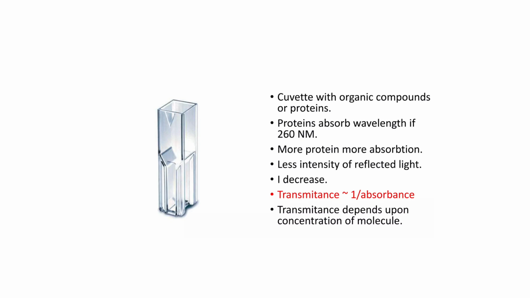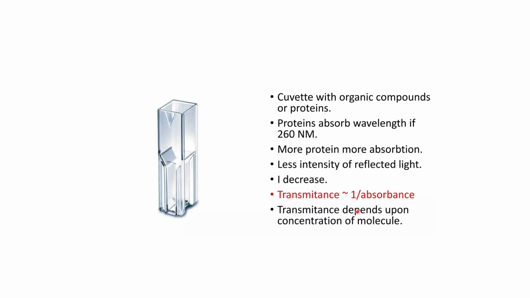Usually the samples are organic compounds or proteins, and so you have to set the wavelength of light before you use the spectrophotometer. Usually proteins absorb a wavelength of 260 nanometers, whereas nucleic acids like DNA and RNA absorb a wavelength of 240 nanometers. So for protein samples, you usually set 260 nanometers. If there's a high concentration of protein, the absorption also will be high, and less intensity of light will be transmitted, so the transmittance would be low if the protein concentration is high. So transmittance is inversely proportional to absorbance.